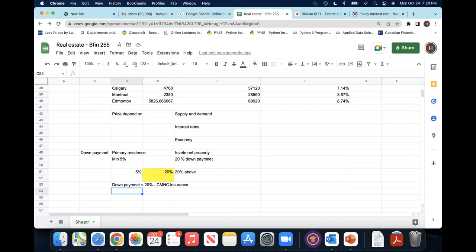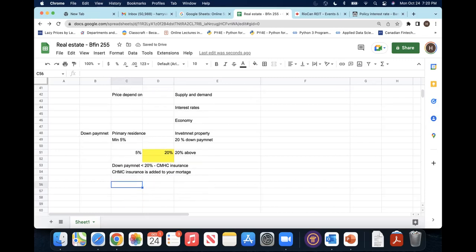Okay. So what generally happens is this CMHC insurance gets added to your mortgage. We'll look at an example. Let's say you're buying a townhouse in Calgary for 400,000. This is the value of the house. Now 20% on that will be how much? 20% on that will be $80,000. If you put less than $80,000, then you have to pay CMHC insurance. The lower the down payment, the higher the CMHC insurance.